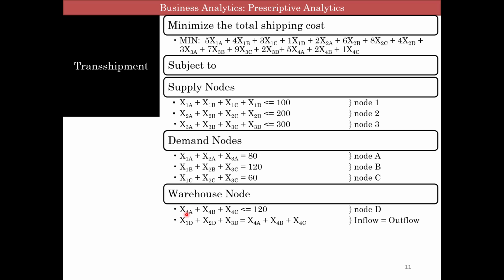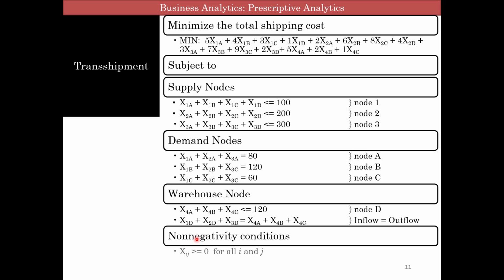Or you can do the inflow part, where you say things coming in, 1 to D, 2 to D, 3 to D, is also less than 120. So one of the two you've got to put. And then you can say 1D plus 2D plus 3D is equal to 4A, 4B, 4C. Now, because this is an inflow and this is outflow, you've got to assign inflow to outflow. And then you got to have the non-negativity constraints.